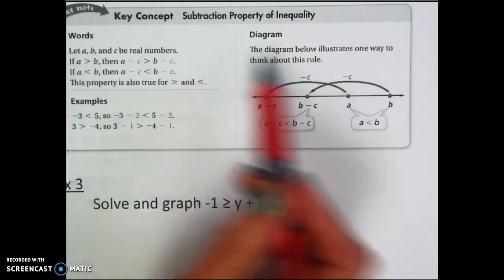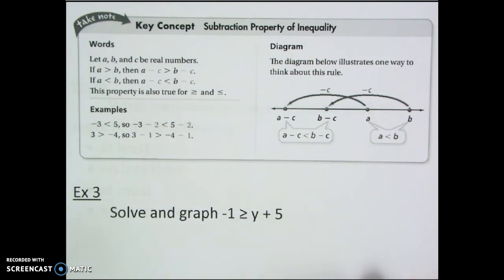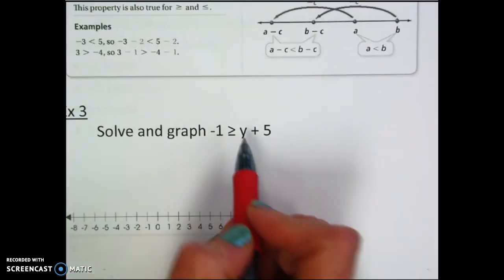All right, so this little blurb just basically says that whatever you do on one side of the equal sign, you have to do on the other side of the equal sign. If you add on one side, you have to add on both sides. If you subtract on one side, you have to subtract on both sides. So we're going to keep looking at these.